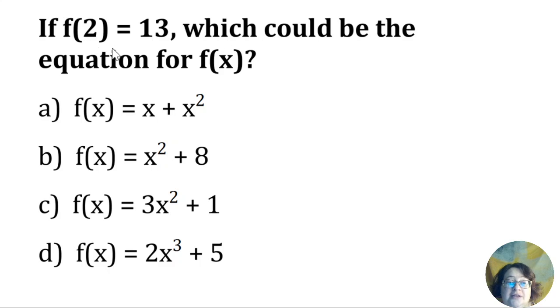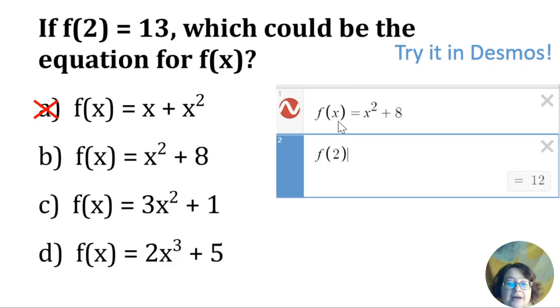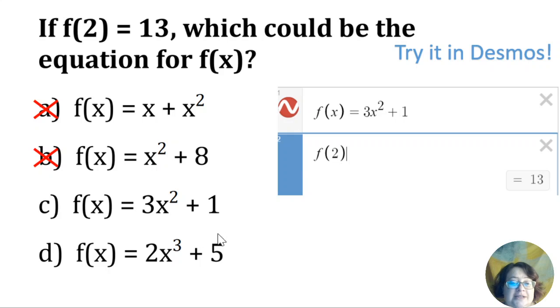Here we're given our input and our output, but we don't have the equation. So the way we do these is we try them in Desmos and see which one for f of 2 gives us back 13. For answer choice A, I plug in f of x equals x plus x squared. I want to see if f of 2 is 13. When I plug in f of 2, I get back 6, so that doesn't work. I'm going to erase those, and then I'm going to try answer choice B, f of x equals x squared plus 8. I plug in f of 2 and I get back 12. That's not 13. It's not what I need. So I mark out answer choice B. I delete those out of Desmos and we try again. Answer choice C, 3x squared plus 1. Plug in f of 2 and I get back 13. That's what I'm looking for. So this is my answer.